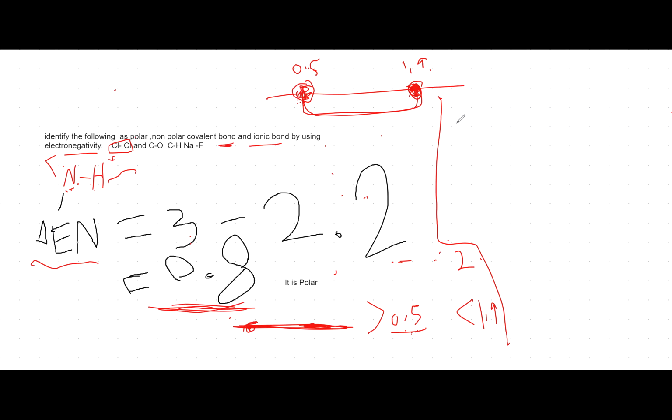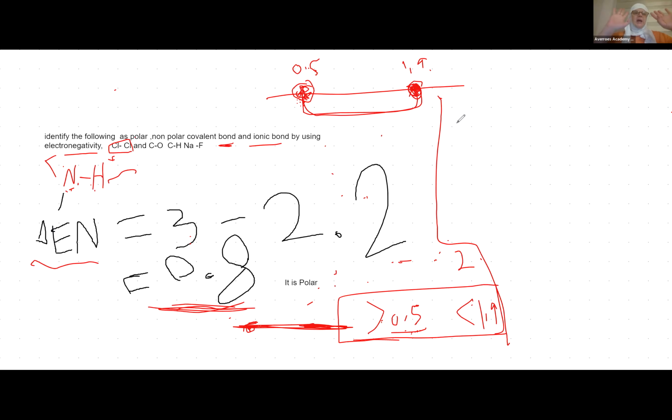For the final answer, do we say just that it's polar, or do we have to say why it's polar? No, so polar covalent bond, that's it? Yes, but you have to say polar covalent bond, as the difference is between these two values, and we said this is a condition, because it's between 0.5 and 1.9. If you give me this, it is good.